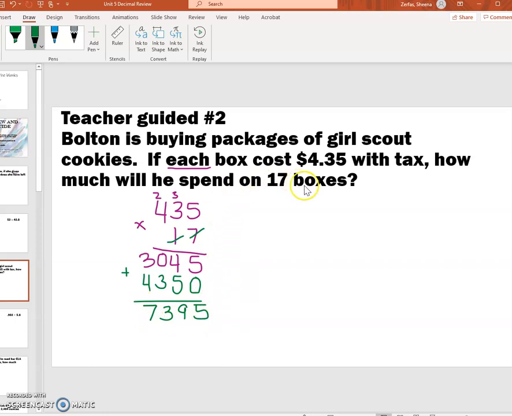At the end, I'm going to go back and look at the original problem. And in the original problem, I'm going to count how many decimal places I have. So in the first number, I have 1, 2 decimal places. And there are no decimal places in 17. So I'm going to move my decimal once, twice there. So that my answer, okay, we're talking money here, $73.95.